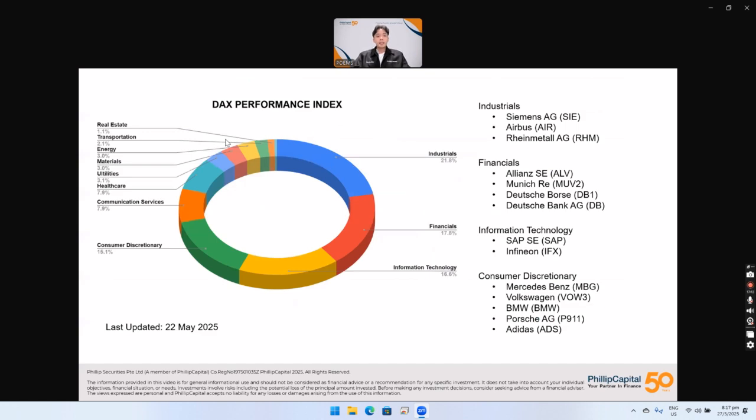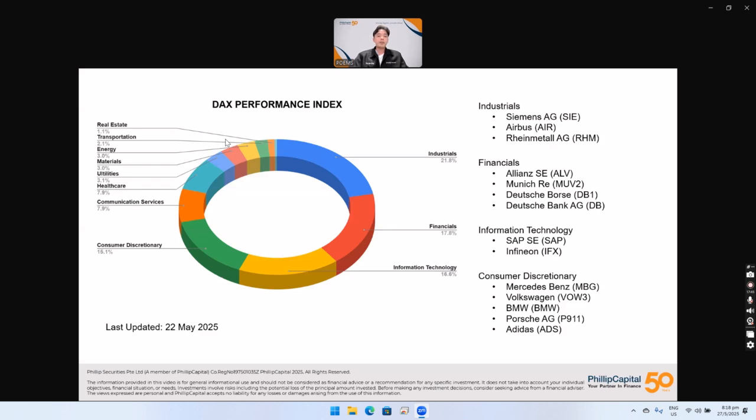So I'm going to touch on Germany now. Germany performance index, which is similar to S&P once again. If you look at the breakdown of each different industry, I've actually put it up. So these are the companies that are biggest within the DAX performance. And you see that industrials in the German economy has the biggest play, followed by financials, which is at 17.8%.